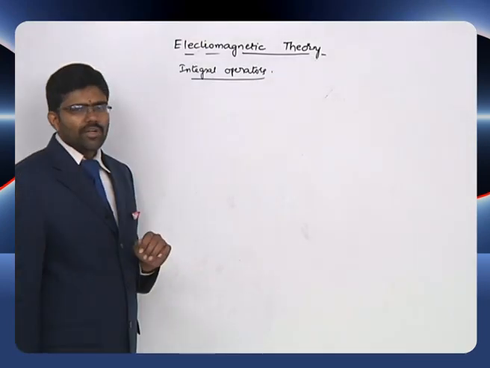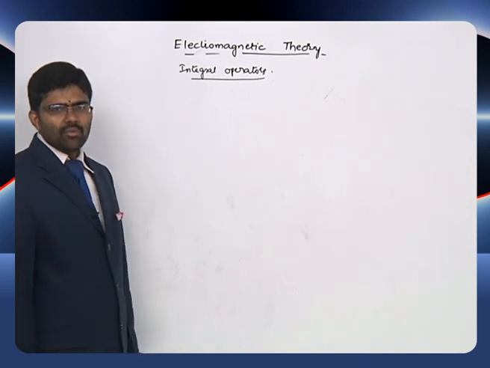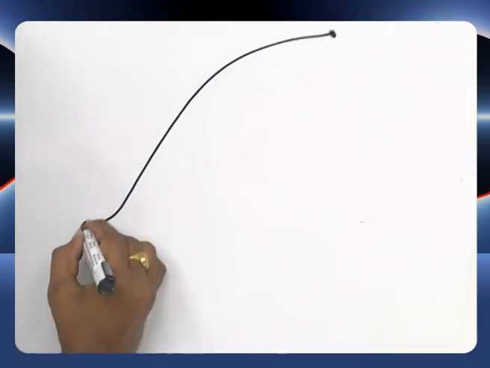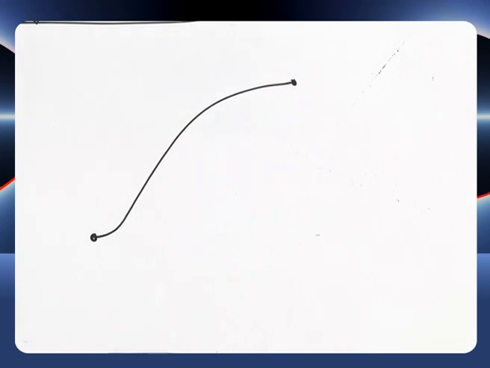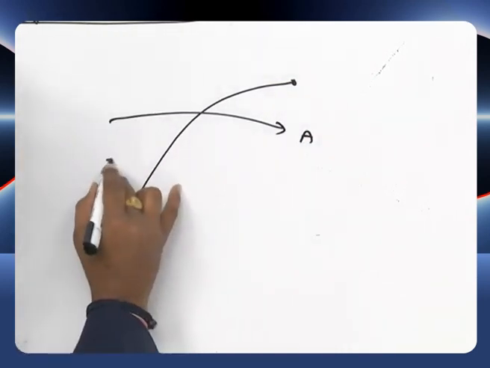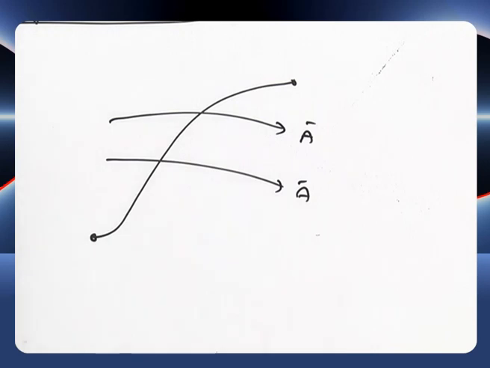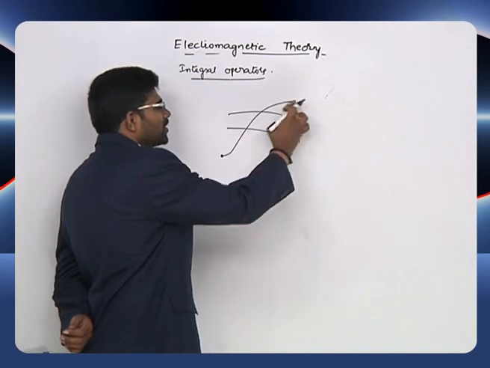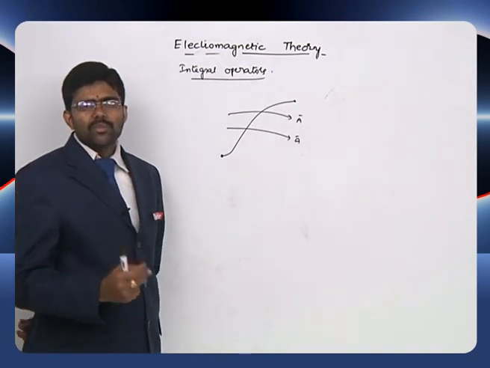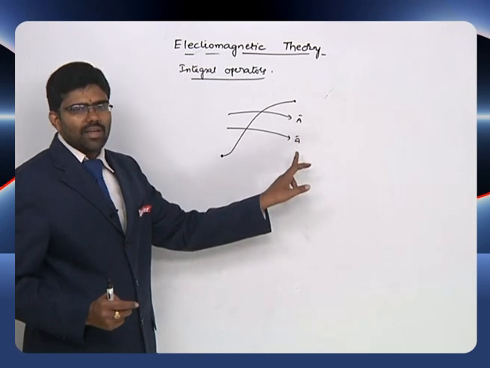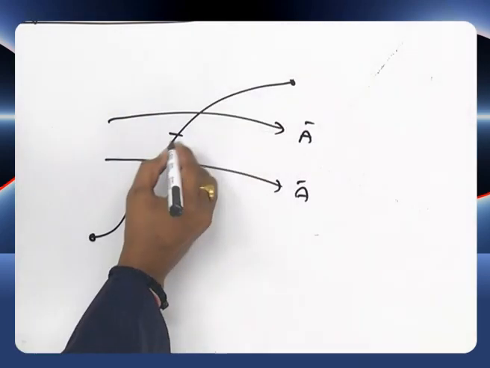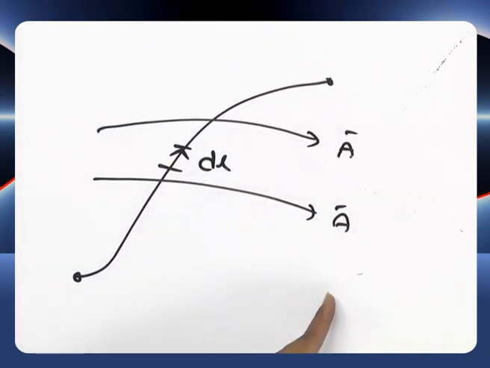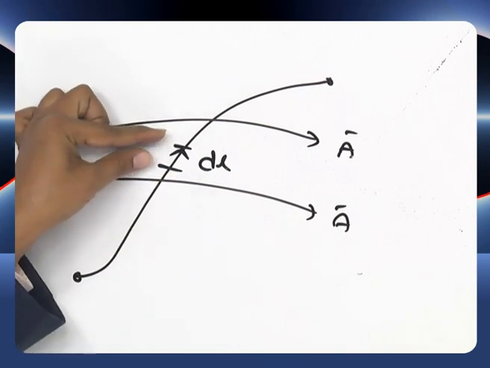What are the different integral operators that can be applied on a particular vector? Let us consider a line. Now a field is passing through this line. Let us take a field A bar passing through this particular line. If you want to observe how this field passes through the line, what we have to do is consider the differential length along this line multiplied with the vector. Then what we get is the field distributed for this differential length only.